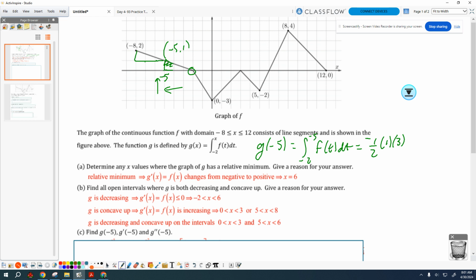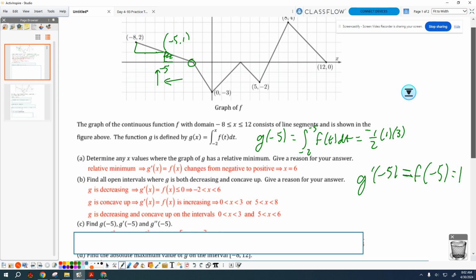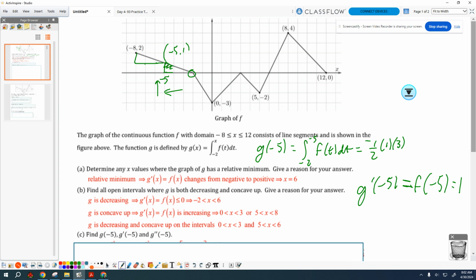How do I find g prime of -5? Yeah, great. Get the slope at -5. Okay, how do I find the slope at -5? It is f of -5, which is 1. And what's g double prime of -5? Slope, which is -1/3. So they do expect you to be able to count the boxes on there and find the slope.